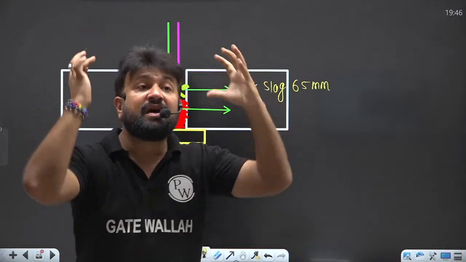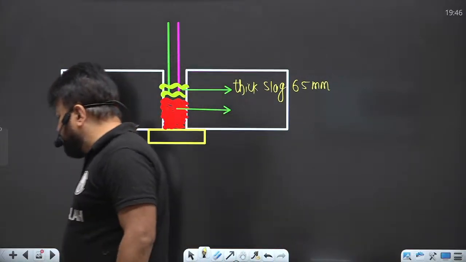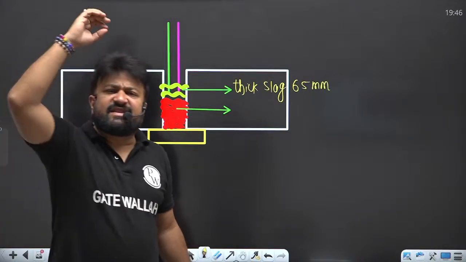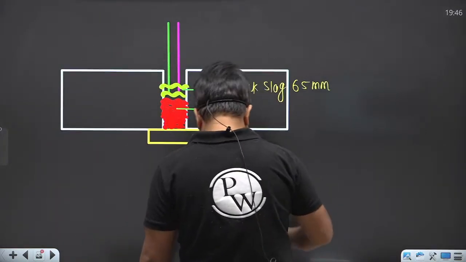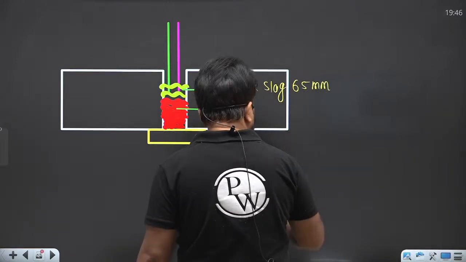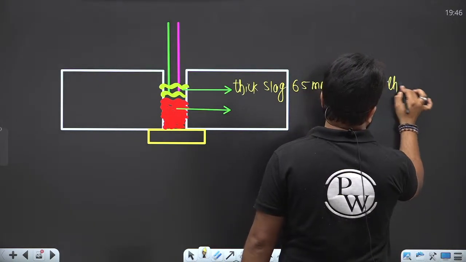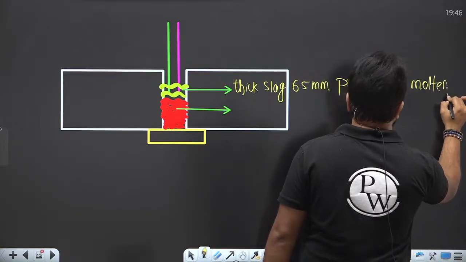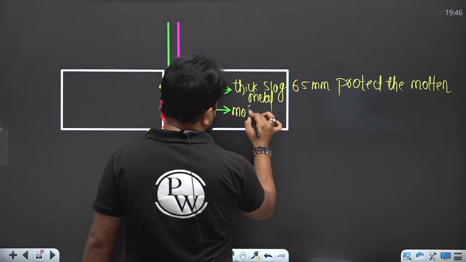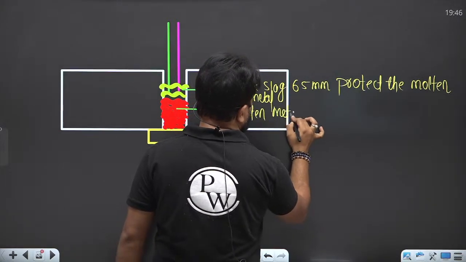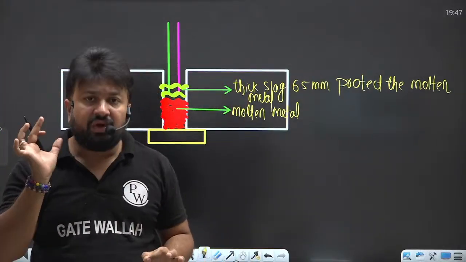Because of the too thick layer of slag, the cooling of the molten metal is very slow, my dear. A 65 mm deep layer of molten slag protects the molten metal, right? And this is the molten metal. Now, the slag is very thick. That's why the cooling rate is very slow.